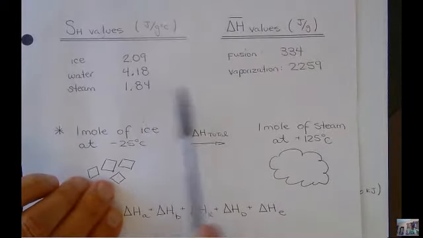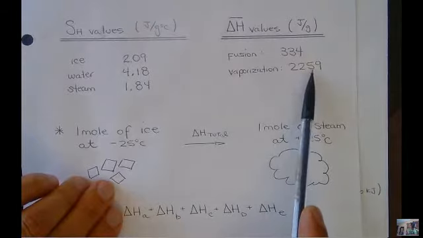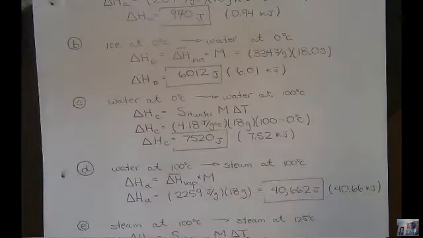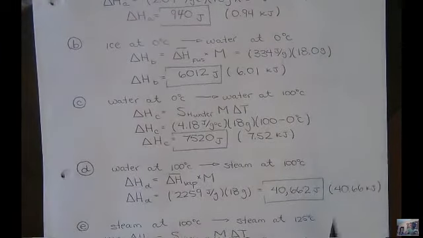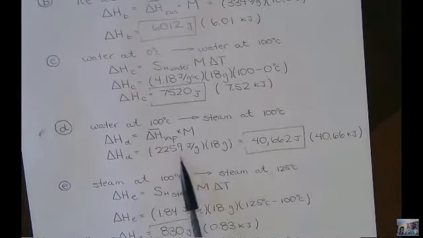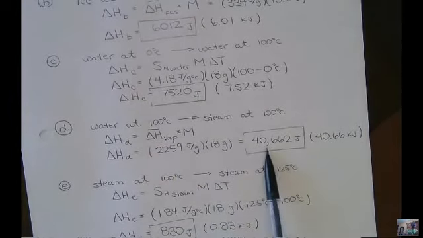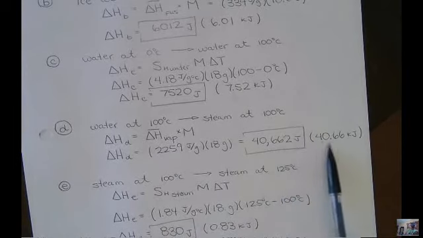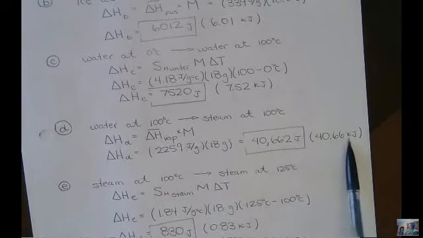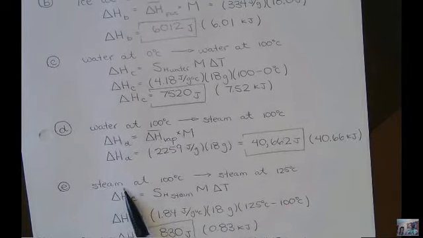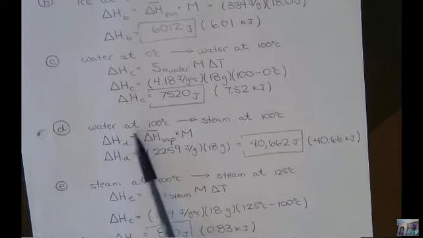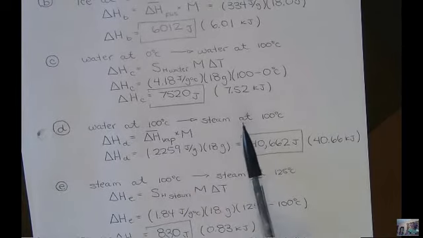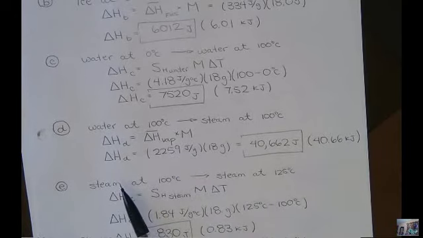Here, 2,259 joules per gram times 18 gives you 40,662 joules, or 40.66 kilojoules. Last step, they didn't say stop when the water was boiled away and all in the gas phase. We now want to heat up that steam in the gas phase from 100 to 125.